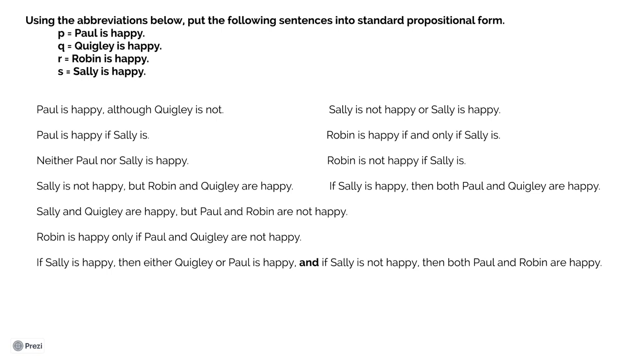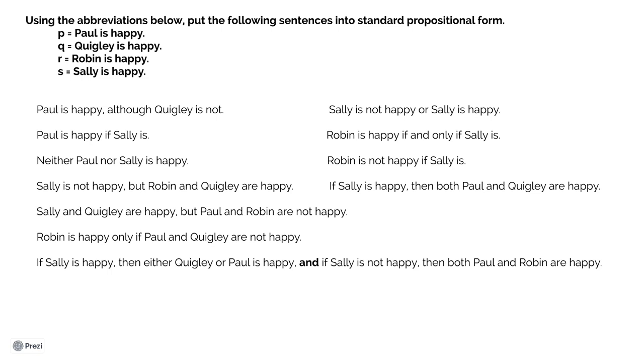Paul is happy if Sally is. Now remember, "if" by itself signals the antecedent. So we can rearrange this: if Sally is happy, Paul is happy. So S, right arrow, P, or if S, then P.